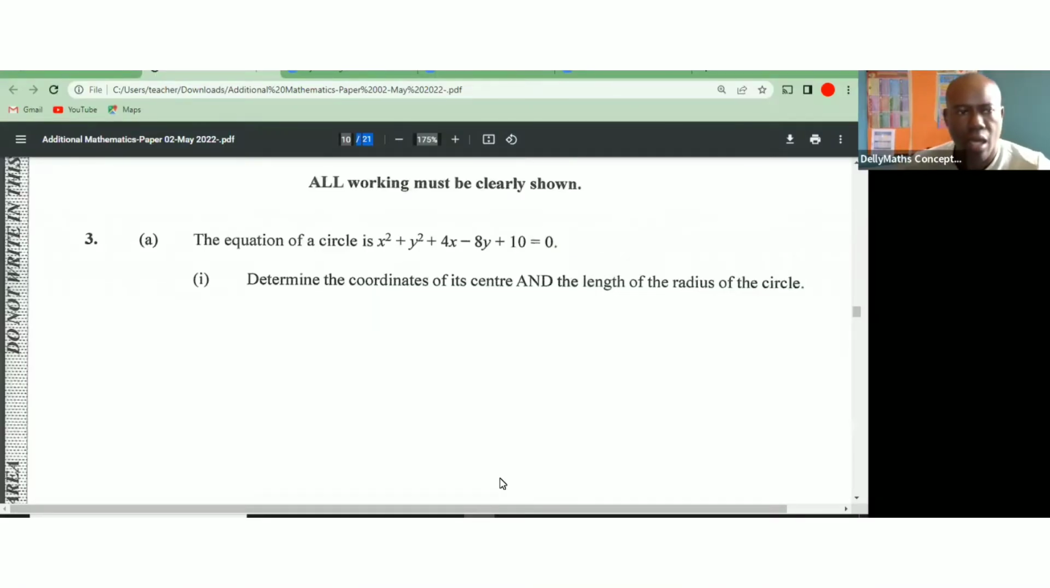Today we're looking at question 3 in the June 2022 AdMath paper 2. All right, so here's a question. It says the equation of a circle is x squared plus y squared plus 4x minus 8y plus 10 is equal to 0. We're supposed to determine the coordinates of its center and the length of the radius of the circle. All right, so coordinates of the center and the length of the radius.